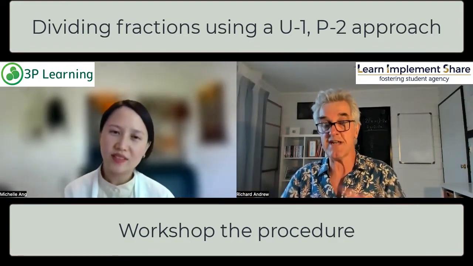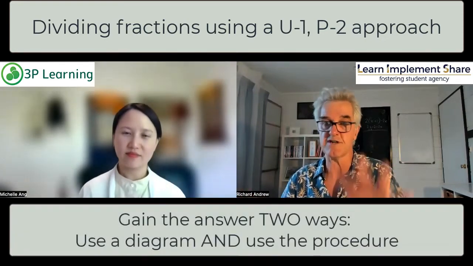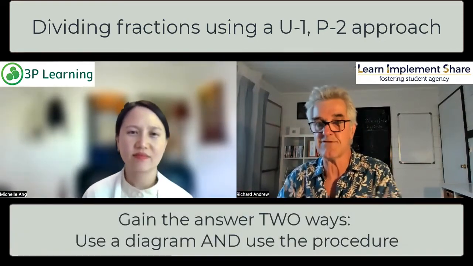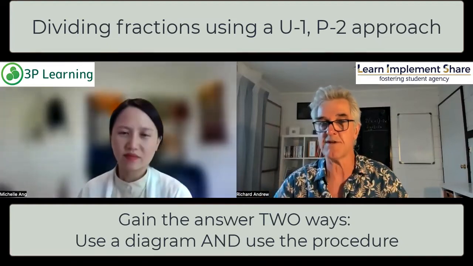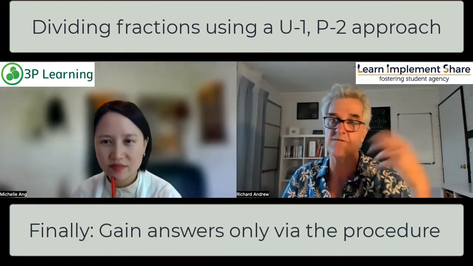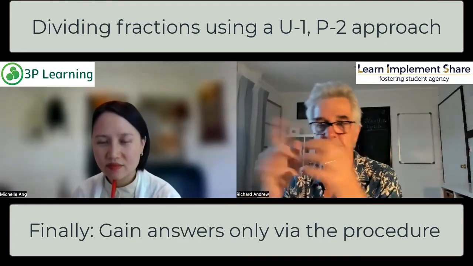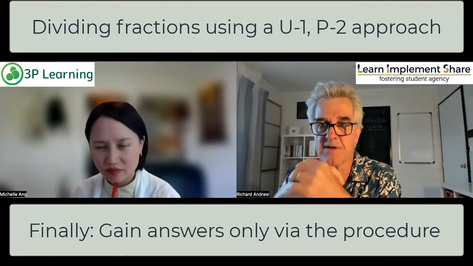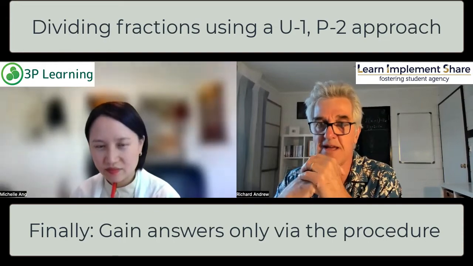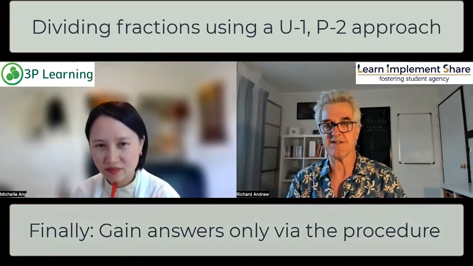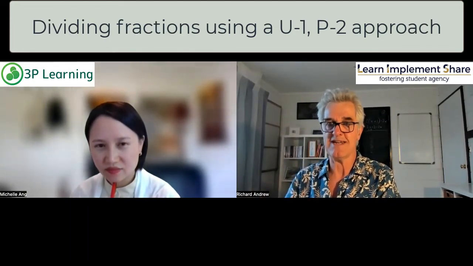Now we've got a procedure. Now you're going to do both, side by side: the diagrammatic answer and the procedure answer. And then you just go into the procedural, and you can tackle a 20th divided by a half, or a half divided by a 20th, and ones that are more complicated, that are too messy on a diagram. So that's an example of an understanding first, procedure second approach in action.